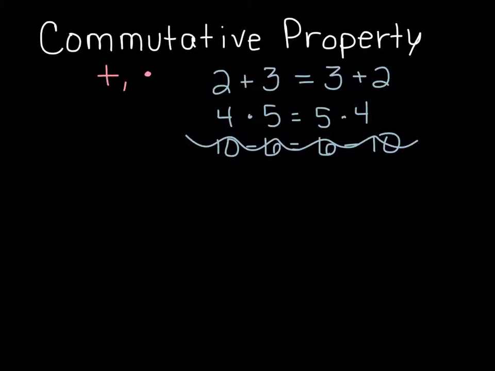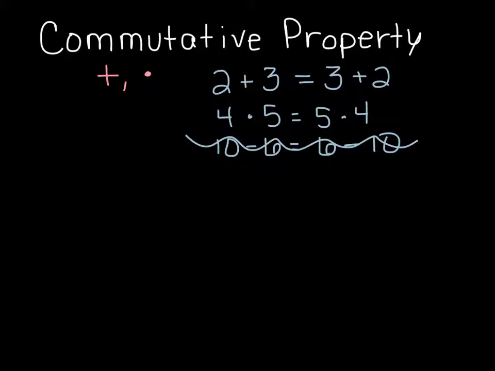Okay, the commutative property works for addition and multiplication only, and it's the property that allows us to change the order of two numbers, which if you think about the concept of addition, it doesn't matter whether you start with 2 and then add 3 more, or start with 3 and add 2 more. You're going to end up with 5 either way. Okay? So that's the commutative property in a nutshell.